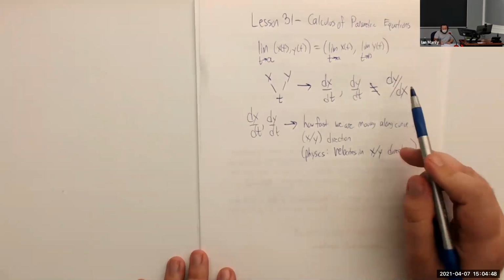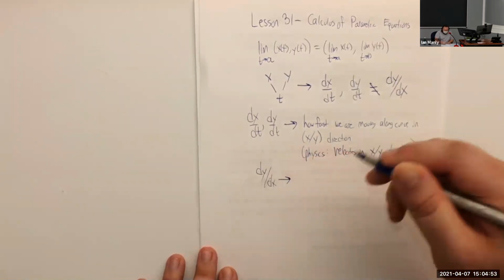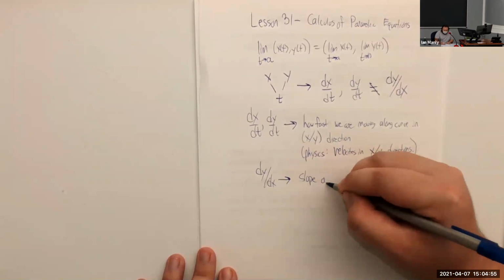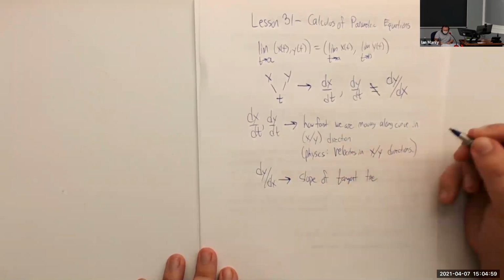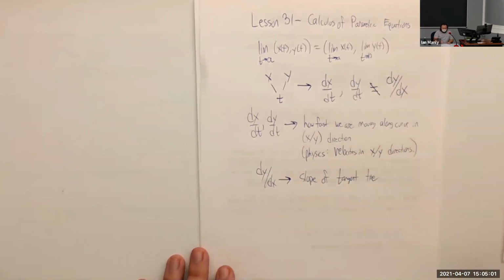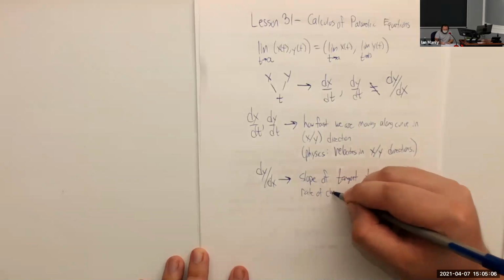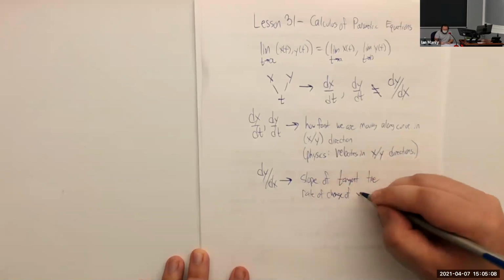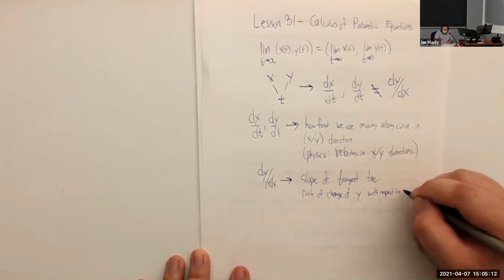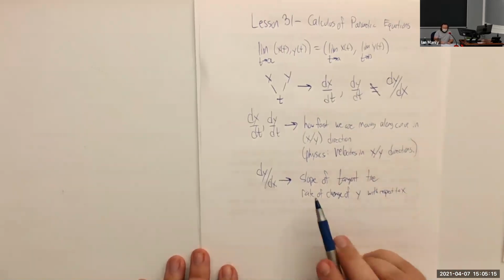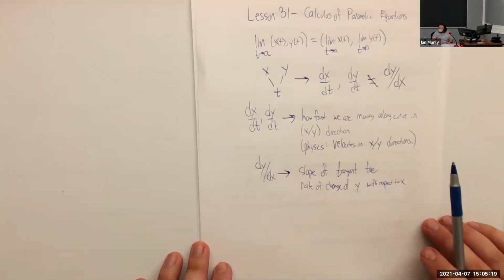Now dy dx means the same thing that it always has. dy dx is the slope of the tangent line, or it's the rate of change of y with respect to x. So dy dx means these, but then dx dt and dy dt mean these interpretations right here.